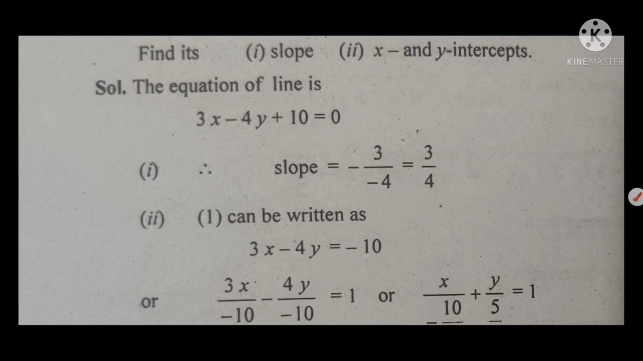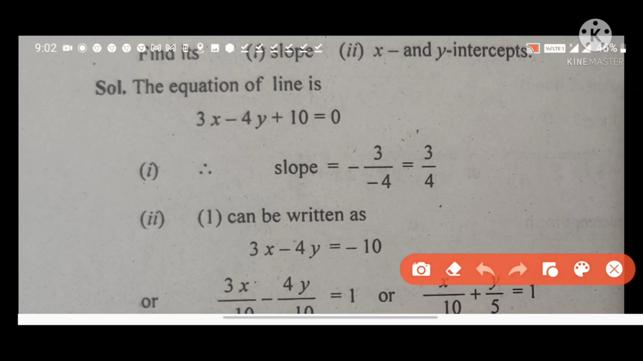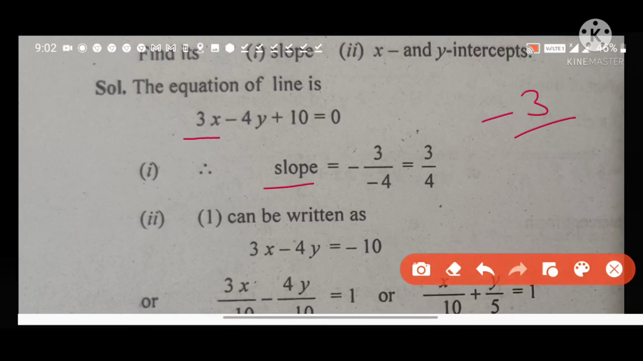Next question. The equation of the line is 3x minus 4y plus 10 is equal to 0. Find its slope, x and y intercepts. Now to find the slope of the straight line, slope is equal to minus of coefficient of x, that is 3, divided by coefficient of y, that is -4. So slope is equal to 3 by 4.